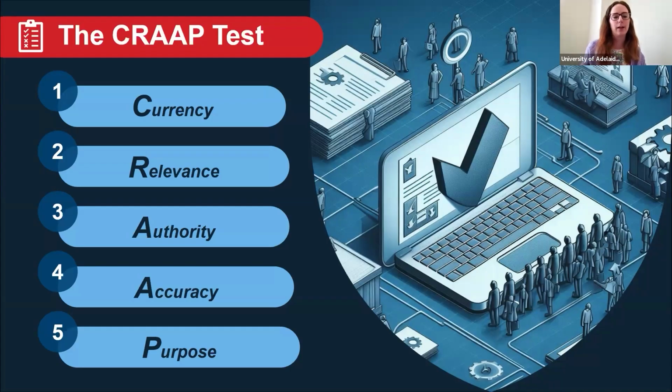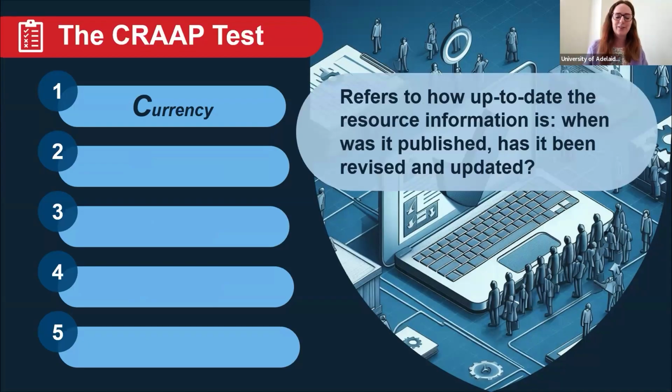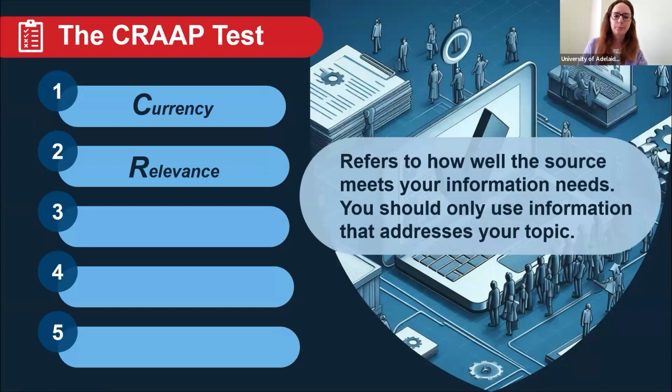Now I'm going to go through the CRAAP test in a bit more detail, going through each of the criteria. Currency, pretty straightforward, refers to how up-to-date the resource information is. When was it published? Has it been revised and updated? In some fields it's a bit different, but generally in fields where research is changing all the time, like IT, computer studies, reading an article that's 5 years old, the information might have been good at the time but it's out of date. So it's not showing you the latest information. The same goes for health and other areas like that. You want to be looking for the most up-to-date research.